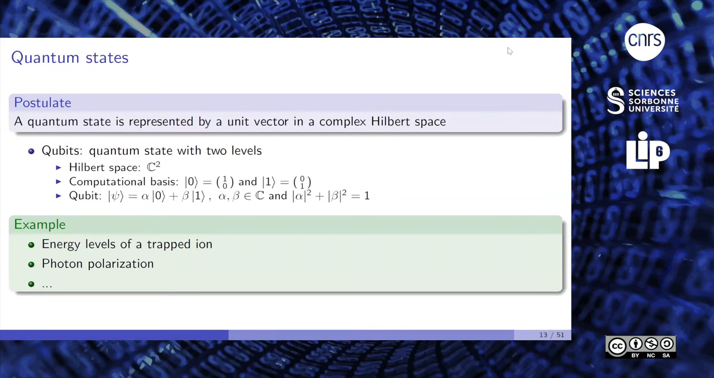This is from a computer science, or at least a theoretical, point of view. But the point is you can model physical quantum objects using qubits. For example, if you have a trapped ion, it has different energy levels. You can consider the ground state of this trapped ion as zero, and the excited level of the trapped ion as one. So you have a mapping between this theoretical object and implementations in real physical systems.